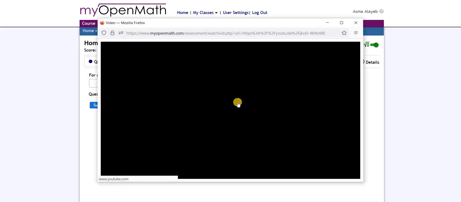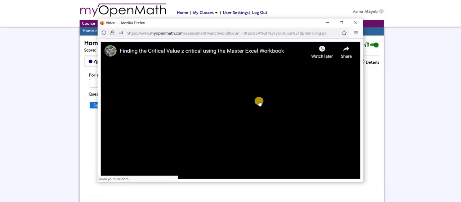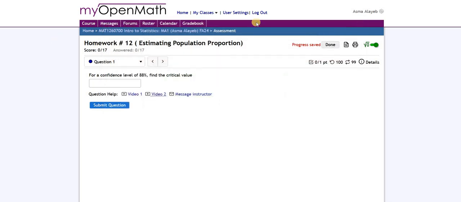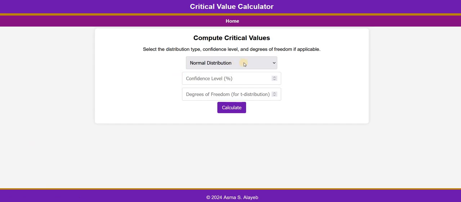Of course, you can watch the videos for how to calculate it by hand, video 1 or video 2. That tells you how to do it with the Master Excel workbook that does not exist anymore. It's not available anymore. We're replacing that with the website I provided. So the first thing you're going to do, you're going to go to the link and open this website and look for critical value calculators.